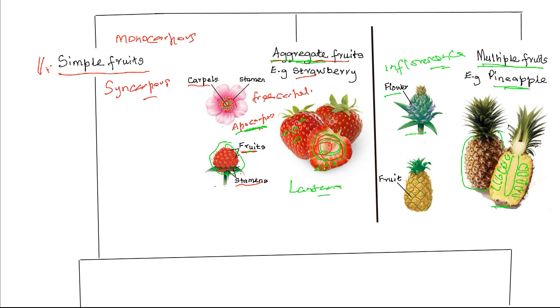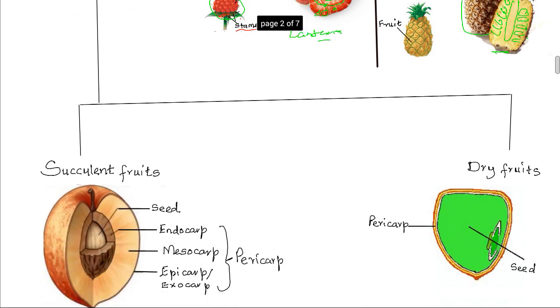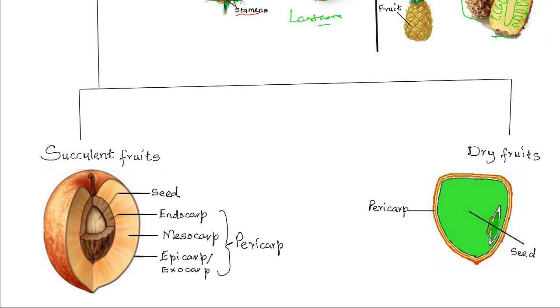Now, let's look in greater detail at the simple fruits. Remember, simple fruits are developed from a single flower, and this single flower may consist of one carpel or several carpels that are fused. And simple fruits may be succulent or dry. We say in succulent fruits, the wall, that is the pericarp, consists of three distinct layers: the endocarp, which is the innermost, the middle mesocarp, and the outermost epicarp or exocarp. These make up the pericarp. Then there's always the seed in the middle. So these are the succulent fruits.